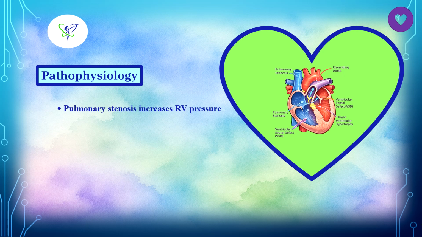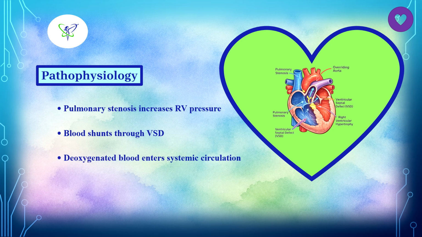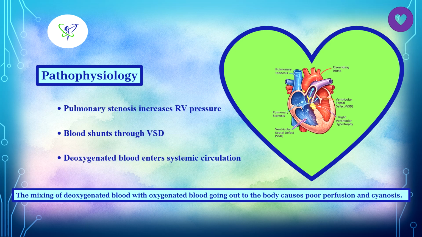Pulmonary stenosis increases right ventricular pressure. Blood shunts through a ventricular septal defect. Deoxygenated blood enters systemic circulation. The mixing of deoxygenated blood with oxygenated blood going out to the body causes poor perfusion and cyanosis.